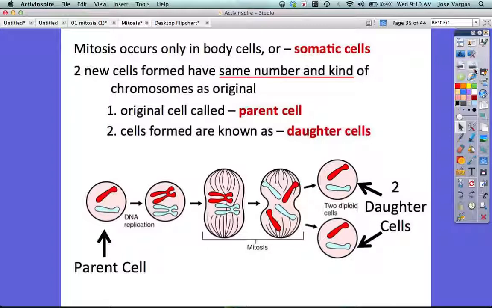Okay, so mitosis only occurs in body cells, or somatic cells is another name for them. It doesn't occur in eggs or sperm. The two new cells have the exact same number and kind of chromosomes as the original. Here is the parent cell, what we started with. Then here it's undergoing DNA replication. We duplicate each chromosome. And then at the end, we get two daughter cells exactly like the parent cell.